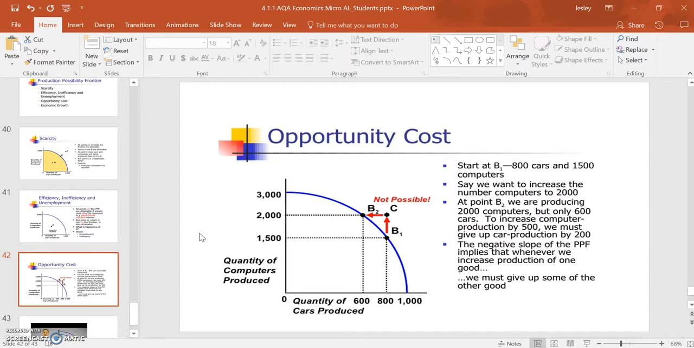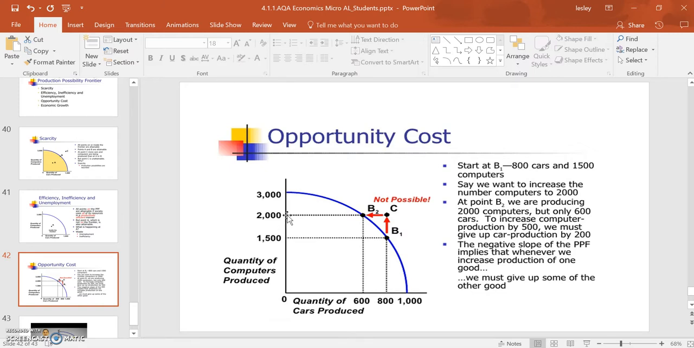Opportunity cost as well. This is a classic multiple choice question in section 3, paper 3. And we can see here that C is impossible, so we're not going to worry about point C. We've got B1 and B2. So if I decide to produce B1, I'm going to make 800 cars and 1,500 computers. But then something happens in my economy and I decide to instead increase production of computers by 500. So I do that, and 500 extra computers are produced, so I'm now producing 2,000.